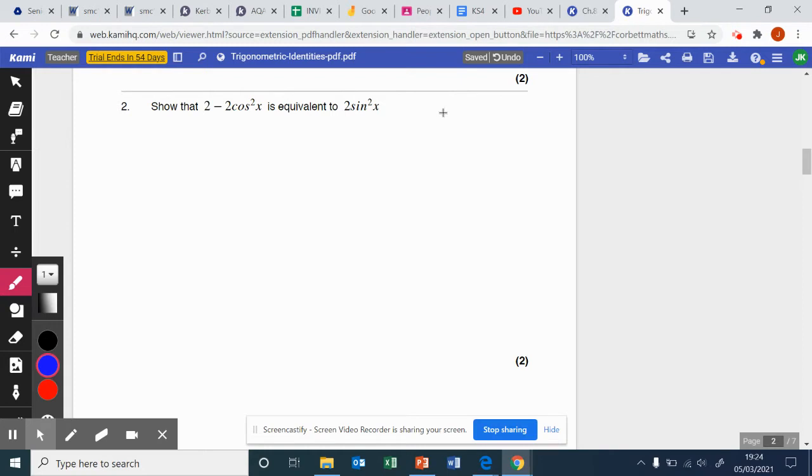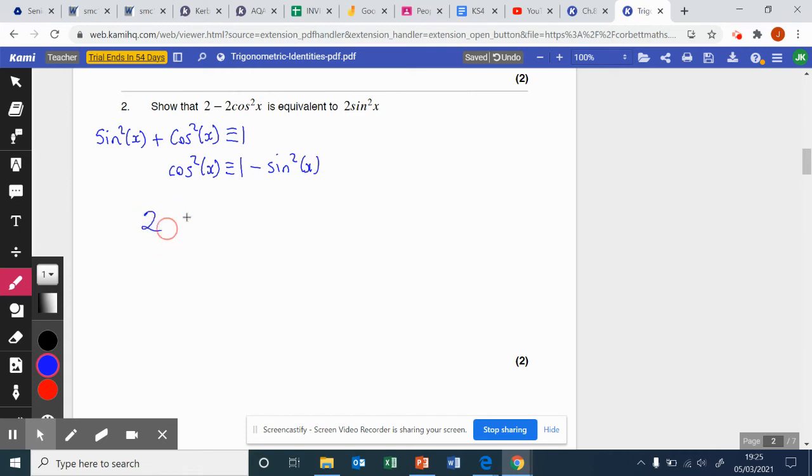Here, we're using the identity that sine squared x plus cos squared x is identical to 1. And we want to show that 2 minus 2 cos squared theta is equivalent to 2 sine squared theta. Well, we can rewrite this identity by taking away sine squared x from both sides, and we can say that cos squared x is identical to 1 minus sine squared x.